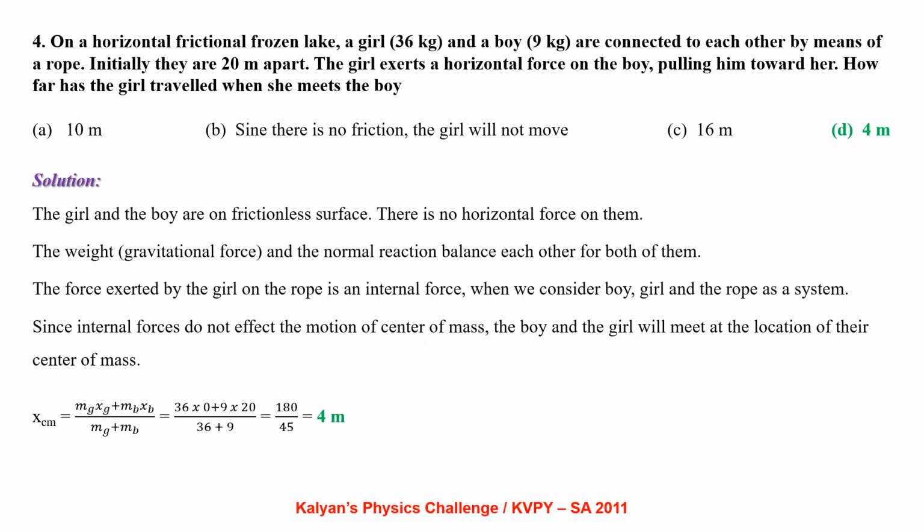X CM equals (m_g x_g plus m_b x_b) by (m_g plus m_b), that is (36 into 0 plus 9 into 20) by (36 plus 9). Here we have taken the initial position of the girl to be the origin. So the distance traveled by the girl is 4 meters.